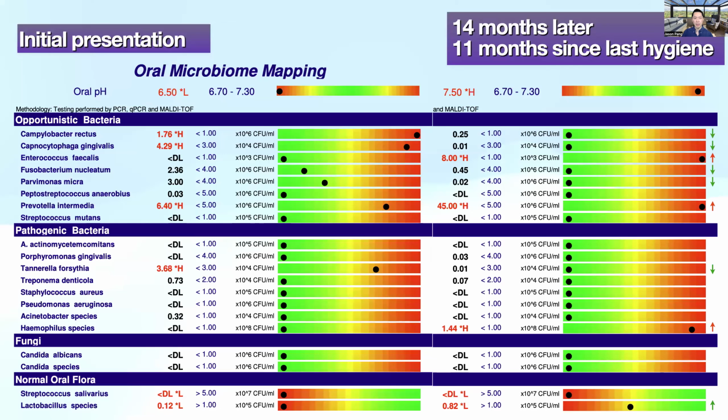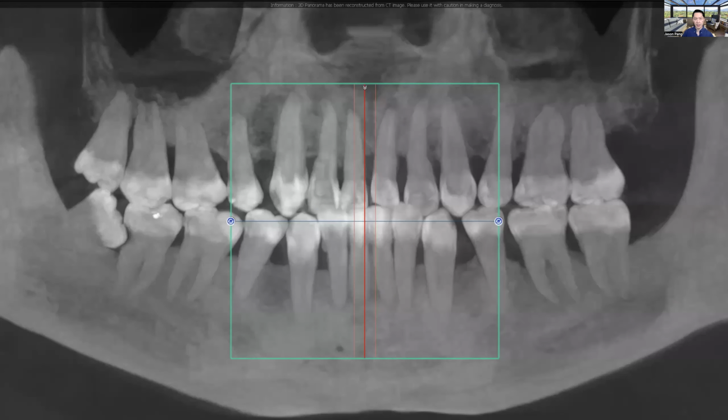However, we were a little bit surprised to see that there have been some various increases in bacteria. So overall, while there were 6 bacteria that improved, there were 3 that were worse, in particular E. faecalis here and Prevotella. And then we did some additional imaging and found out that there were some more problems.